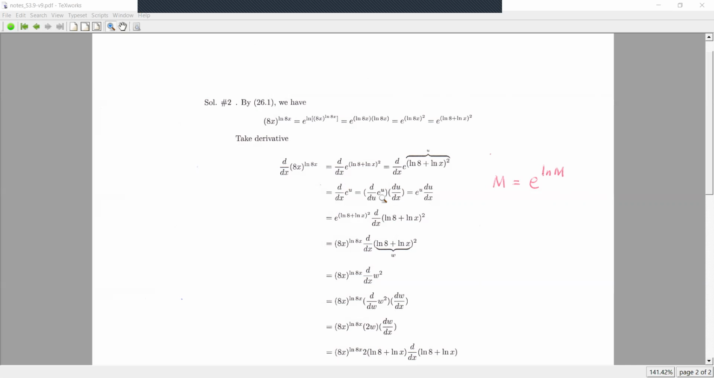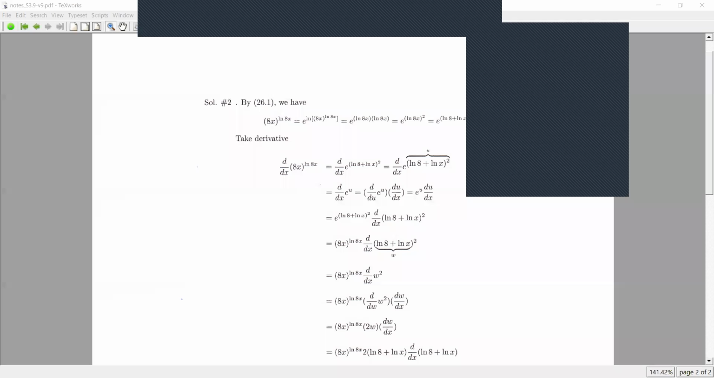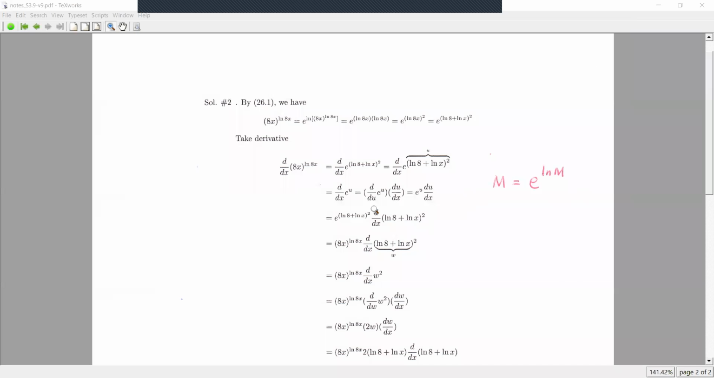Derivative of e to u with respect to u is e to u. Now, plug in natural log of 8 plus natural log of x, squared, for the u here. Then I have this equation. To compute this derivative, I use the chain rule again. I let w be the base, natural log of 8 plus natural log of x. Then the function becomes w squared.